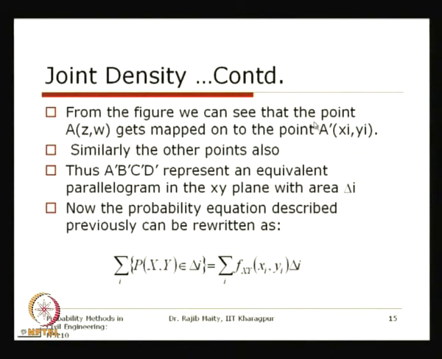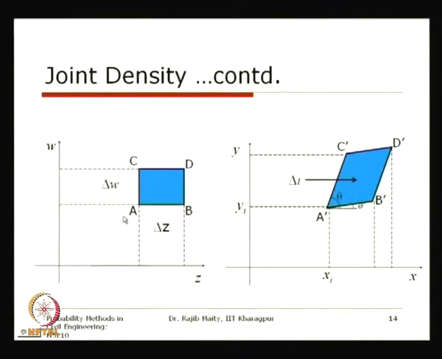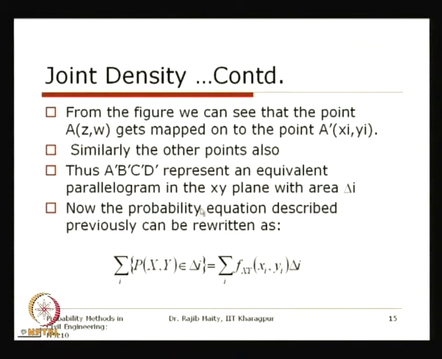We can see that the point A (z, w) gets mapped onto the point A prime (xi, yi). Similarly, the other points B prime, C prime, D prime will also be mapped in a similar way. Thus A prime, B prime, C prime, D prime represent an equivalent parallelogram in the xy plane with the area delta I, what we have just now shown in the figure.